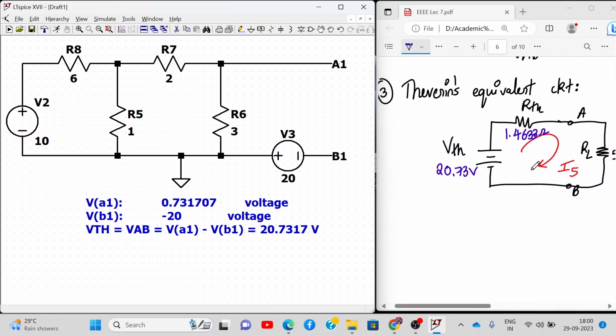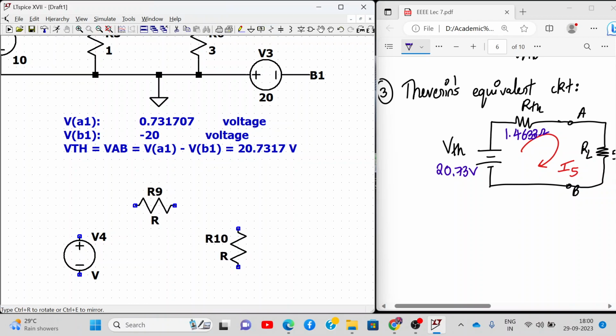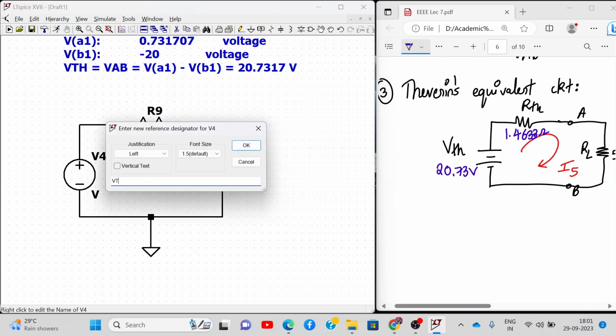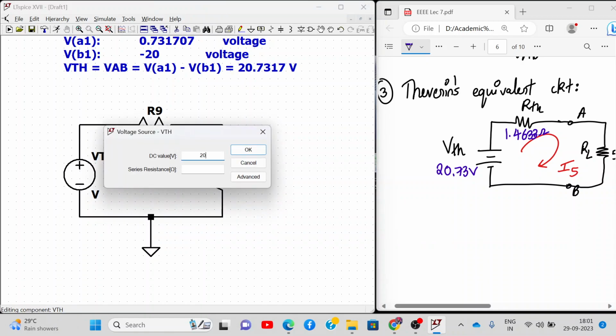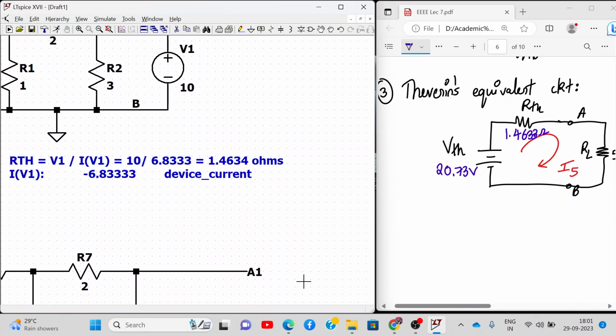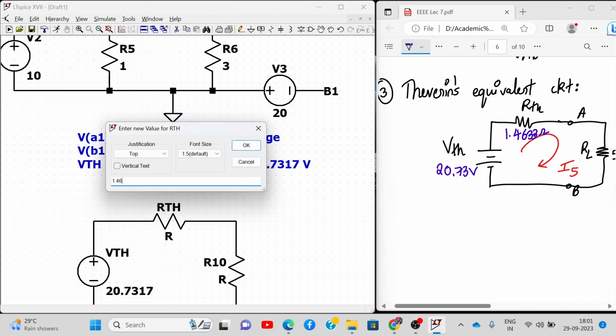Now what we do is connect the Thevenin's equivalent circuit again with these values. Let me add a voltage source, and two resistances, Rth and RL. Let me connect them together. Alright, and I have to add the ground over here. So this is my Thevenin's equivalent circuit. This is Vth, and we'll write the practical value we got, 20.7317. This is Rth, which we got as around 1.4634 ohms. And this is RL, which is a 5 ohm resistance.